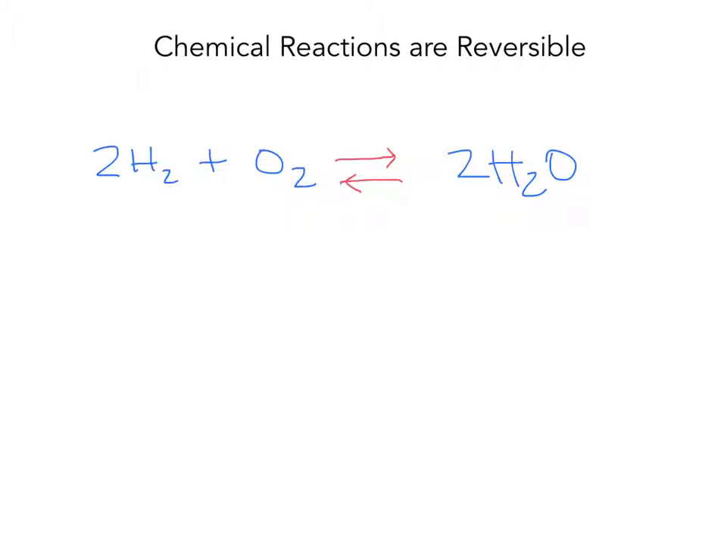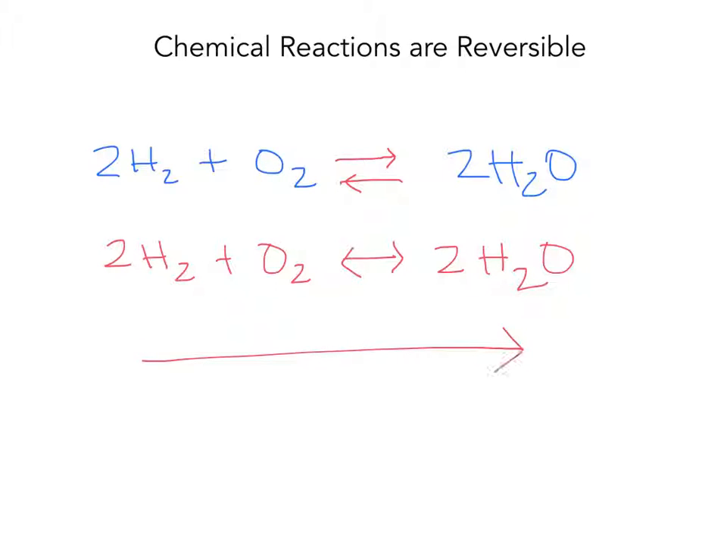Another way to write this is 2 hydrogen molecules plus 1 oxygen molecule, and then an arrow with a double head to produce 2 water molecules. So these 2 opposite-headed arrows indicate that the reaction is reversible. So we can either get the formation of water if we're going in this direction to the right, or the decomposition of water if we're going to the left.